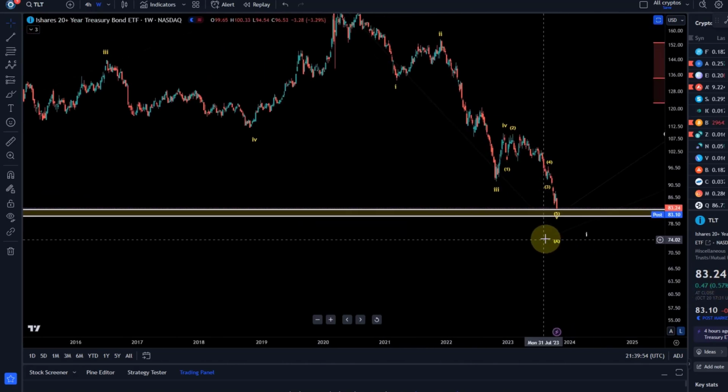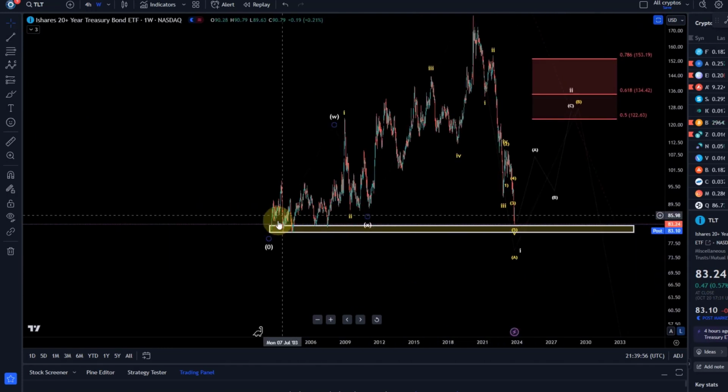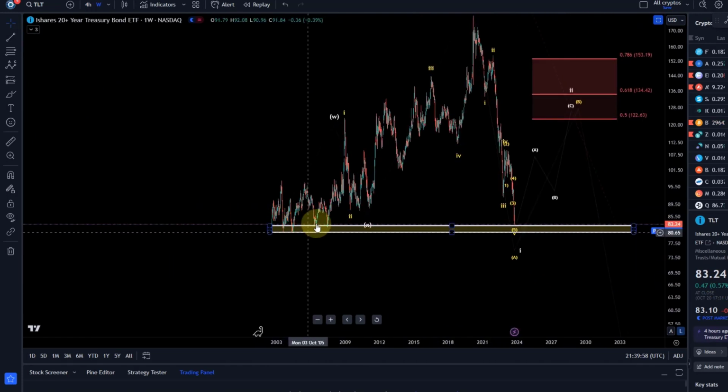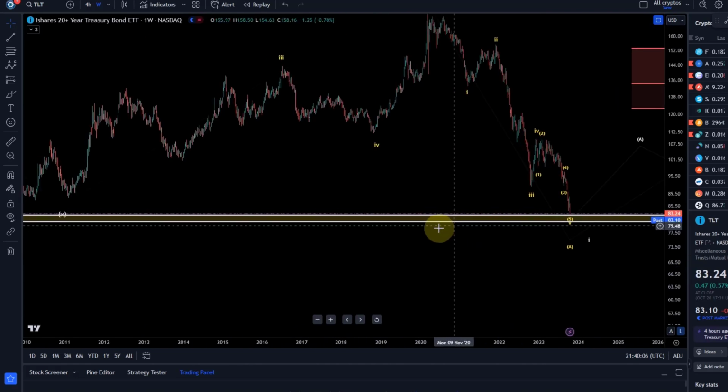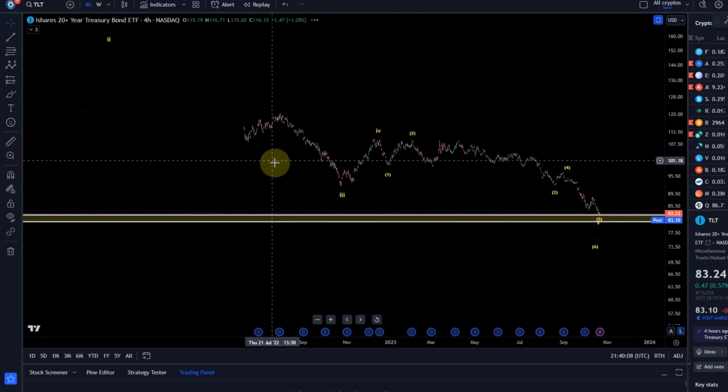And I'm watching for a low, and maybe just to zoom out again, you can see that structural support area that we put onto the chart in the last video between $80.70 and $83. So I'm watching this area for a potential low.